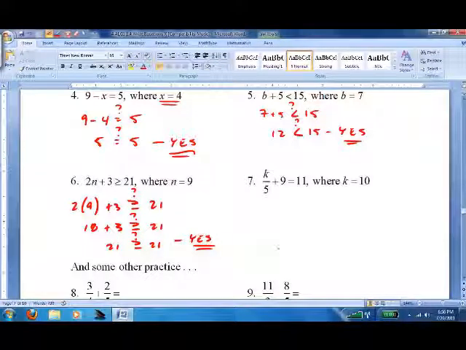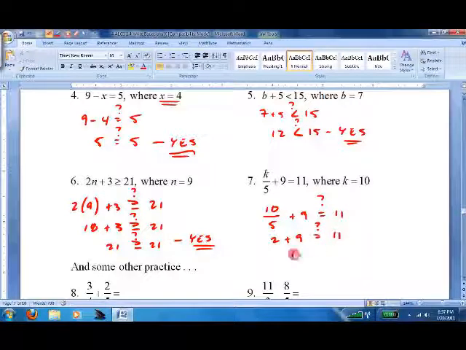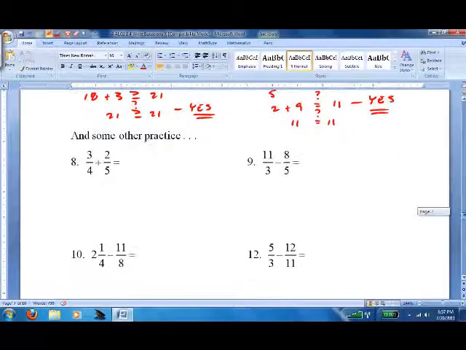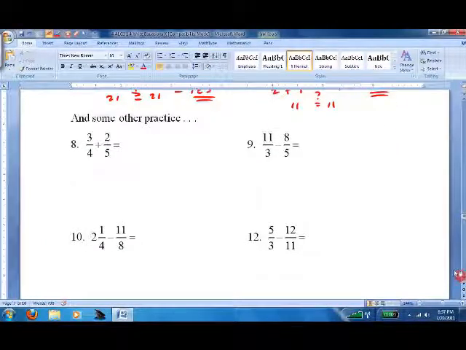Lots of yeses here. k over 5 plus 9 equals 11, where k equals 10. So put 10 in for k. 10 over 5 plus 9, does it equal 11? 2 plus 9, does it equal 11? Does 11 equal 11? Yes. These four were all yeses, but they won't always necessarily be. Definitely on the problem set, they will not be. And some other practice, some fraction practice, which people always need work on.